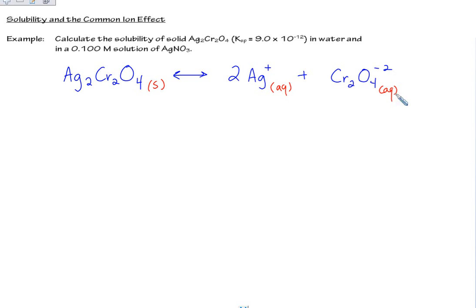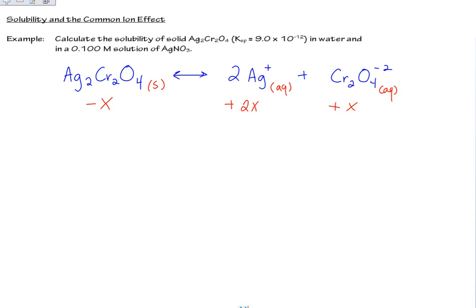They do give me the Ksp value. And I know that some of this original solid will dissociate. Some of it will dissolve. So we could just say it's going to go down by X. This will go up by 2X. And this will go up by X. So I just want to solve for X. That is the solubility, the amount of the original compound that dissolves.